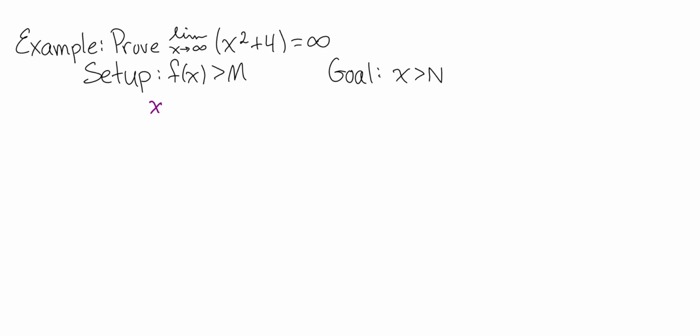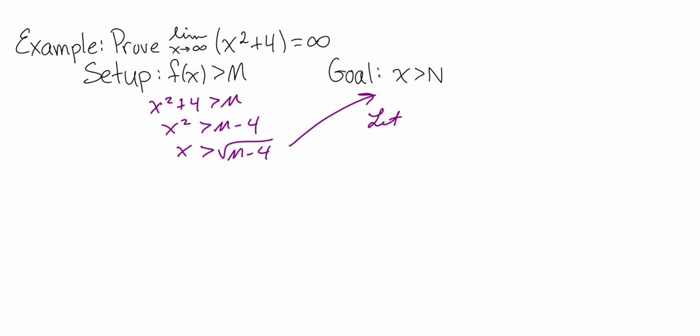Putting in the function, we would have x squared plus 4 is greater than m, and if we solve, we have x squared is greater than m minus 4, or x is greater than the square root of m minus 4. And we don't have to worry about the plus or minus because we're considering everything going to infinity. So matching up our inequality here, we would say let n equal the square root of m minus 4. So we now have a relationship between the two.